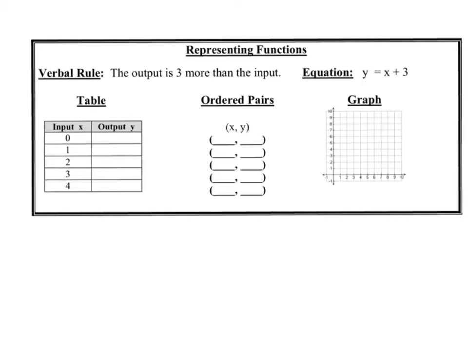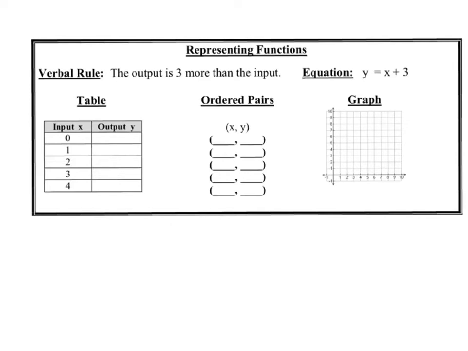In today's lesson, we're going to take a look at how we can represent functions. So let's take a look at the different ways that we can represent functions. First of all, we can have the verbal rule that says the output is 3 more than the input. Well, the equation for that is y is equal to x plus 3. We can then represent this in a table as ordered pairs, and then we can graph it.